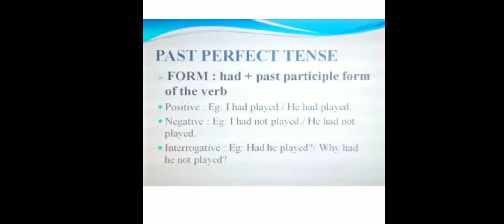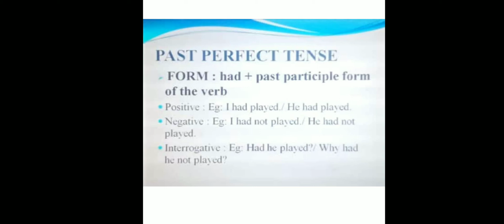Its negative sentence example is I had not played, he had not played. After the helping verb had, we have to put not, as it is a negative sentence. Third is the interrogative sentence, and its example is had he played, question mark. Why had he not played, question mark.